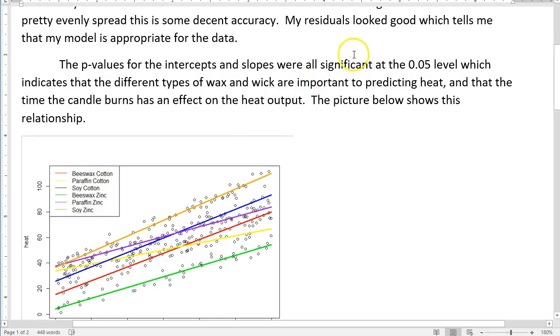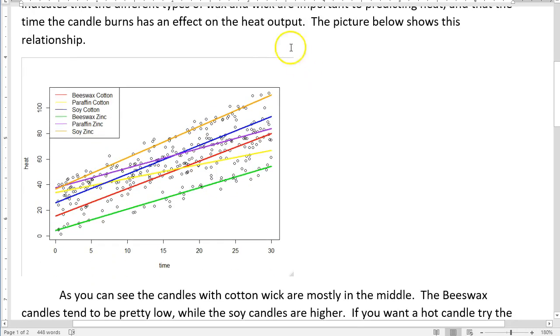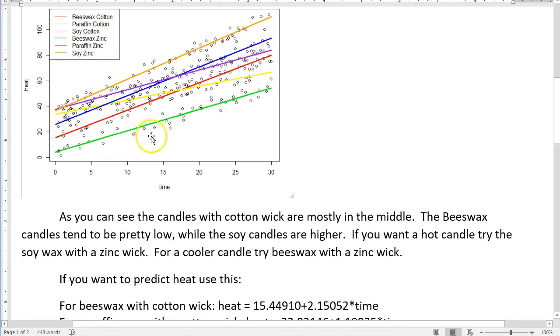What does it mean? It means time is important and wax and wick matter. Oh, look, here's a picture. Based off this, you can see what matters most. This orange line, that's soy zinc, is the hottest candle. The beeswax zinc is the lowest candle. Where did the cotton ones land? They landed here in the middle. And so just a few mentions here of some of those important characteristics.